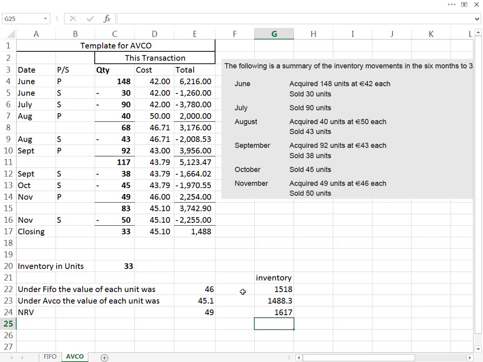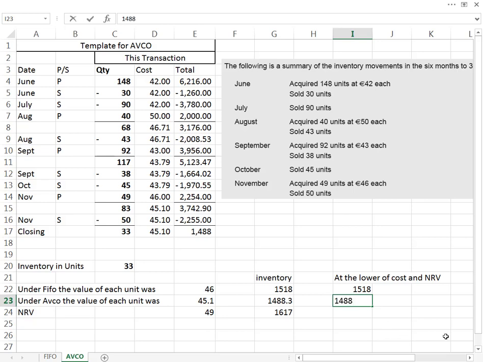So if you're using FIFO, do you remember that the rule is that you value inventory at the lower of cost and net realizable value. Okay, so at the lower of the two. So if you're using FIFO, the FIFO value is lower, so the value that you would choose is the 1518. Okay, if you were using AVCO, again 49 is higher than 45.1, so you can see that the value under AVCO is lower than the net realizable value, so you would also use 1488.